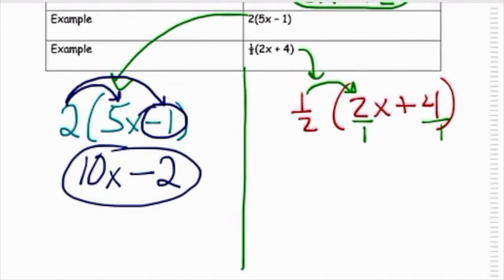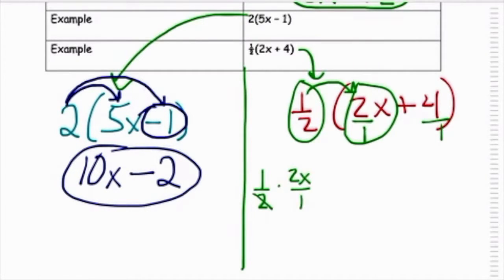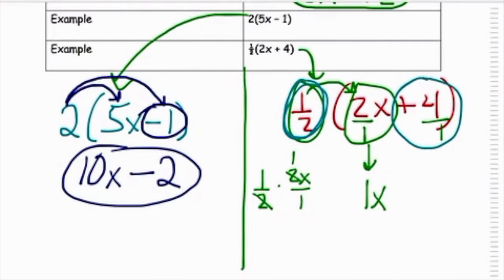So we'll do this one first. 1/2 times 2x over 1. I would actually do it on the side somewhere. 1/2 times 2x over 1. The 2's cancel out, and then you just have 1 times 1x. So my answer is just 1x. Done. Then you're going to multiply the 1/2 with the positive 4 over 1.